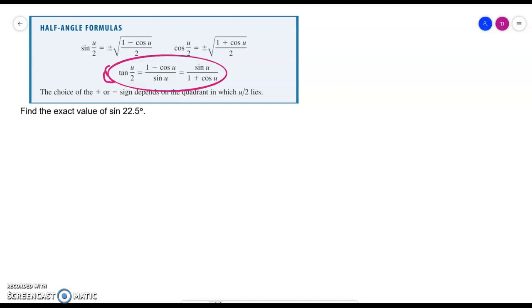Right? If it's in quadrant 1, sine and cosine would both be positive. But if it was in quadrant 2, for instance, cosine would be negative and sine would be positive, right? And then we know how the rest of them work. If it's in quadrant 3, they would both be negative. And if it was in quadrant 4, cosine would be positive and sine would be negative. Now we don't have to worry about the plus or minus for tangent, right? The formula takes care of it for us.